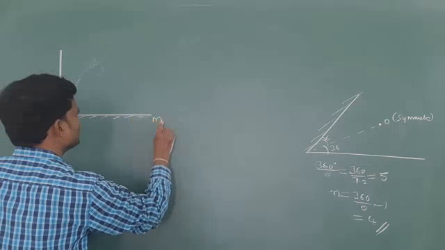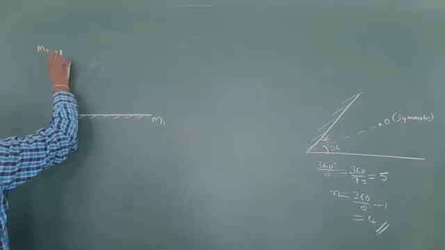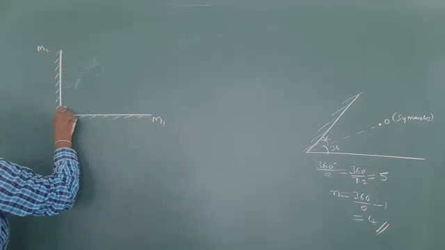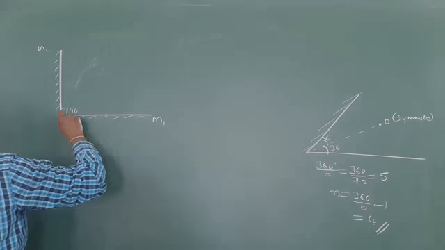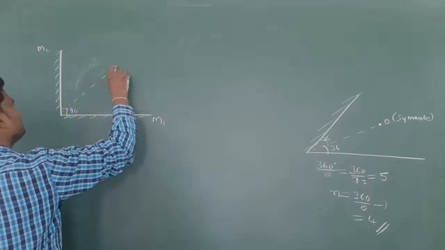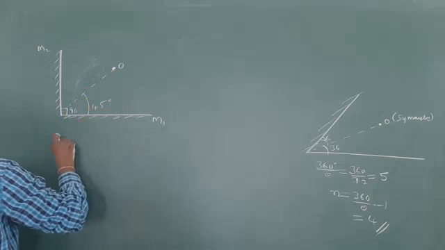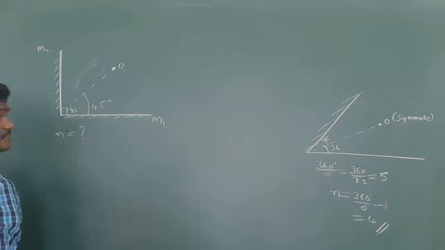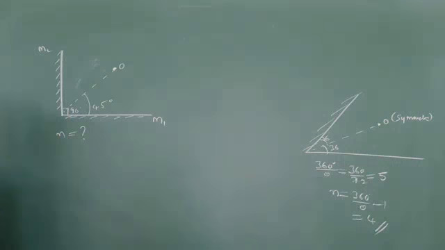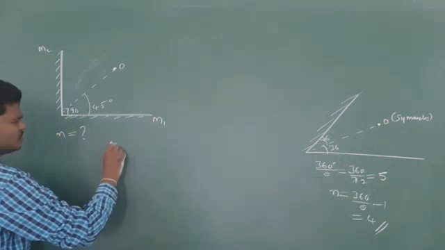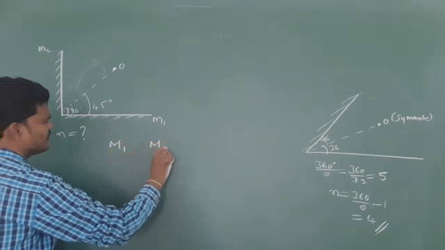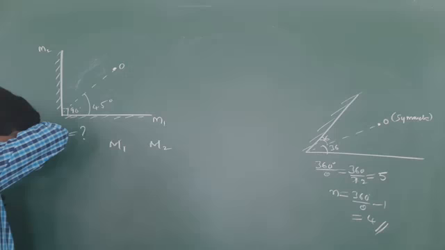So this is M1 mirror, M2 mirror, angle is 90, object again I am placing symmetric. Now the target is how many number of images? Anyhow you know the answer, 3. So to solve this one, M1, M2, M1, M2.